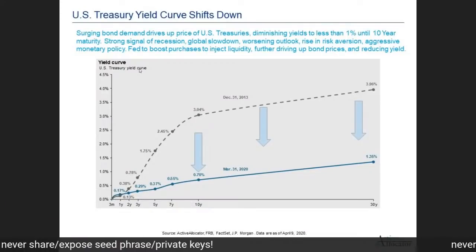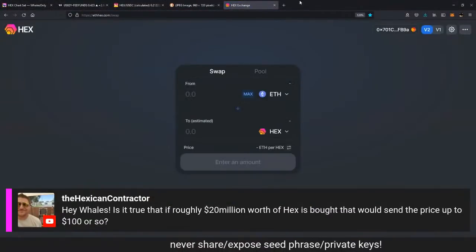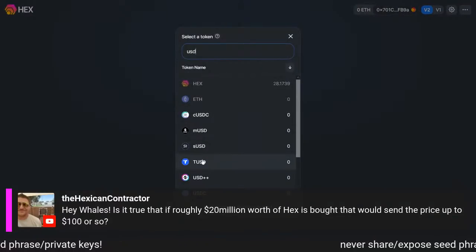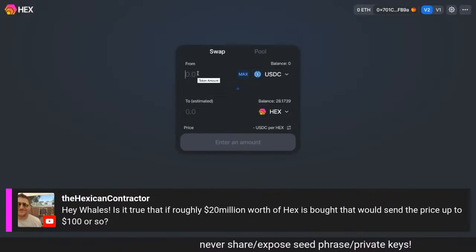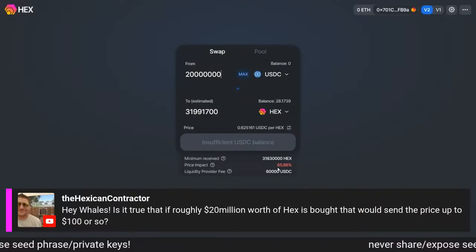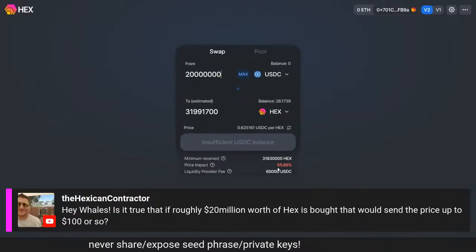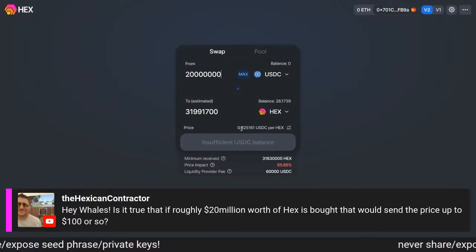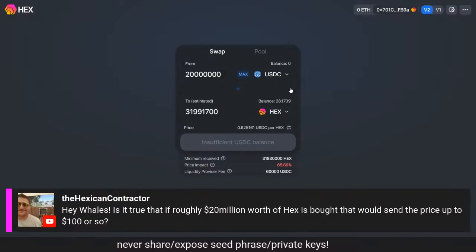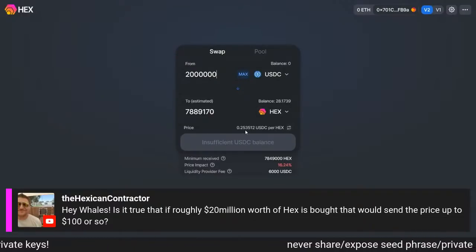Yeah, it depends, right? So let's look at this because we were talking about this the other day. There's an easy way for you to check that. Let's use USDC. Let's go 20 million USDC. It will bump up the price 65%. So not a million, but 65%. Because the system is going to have to recalibrate to this price, because that's how much Hex is available. And that's all you get. So if it was 2 million, it would bump up the price to 25 cents. So there's your difference.